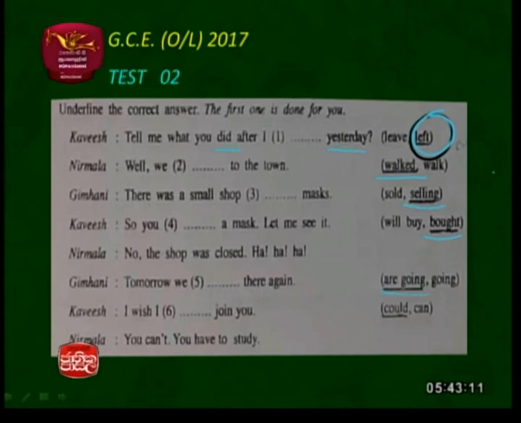Why has "are going" been put? Yes. Tomorrow is future. Therefore, it has to be given in the future tense. So, it's given in future continuous. We can't just put "going", children. Tomorrow we are going there again. It has to be "are going". Yes. I wish I could join you.